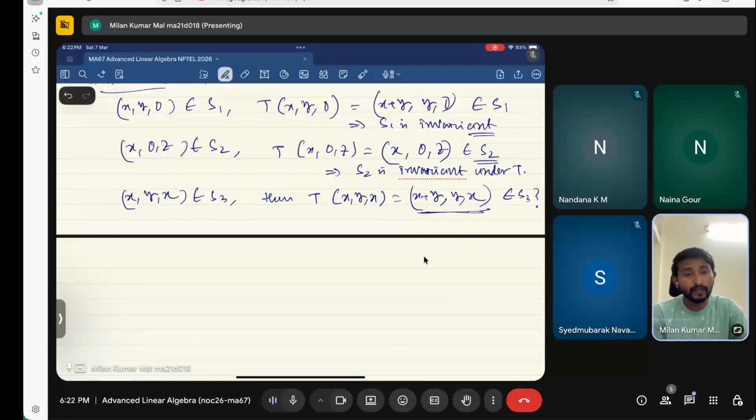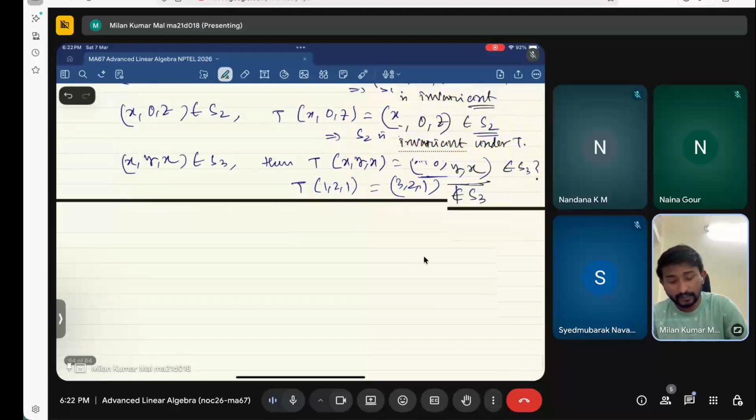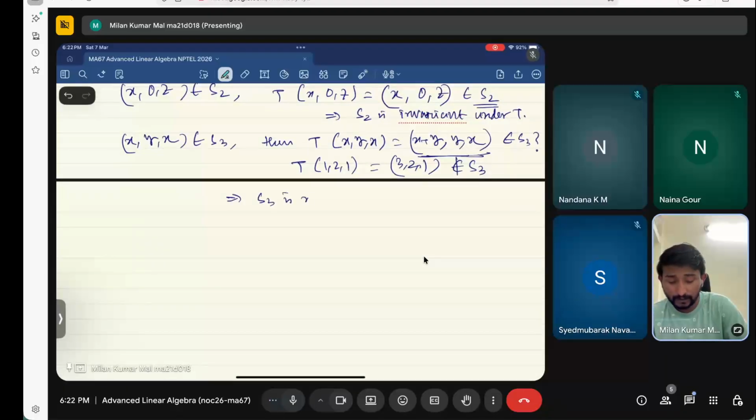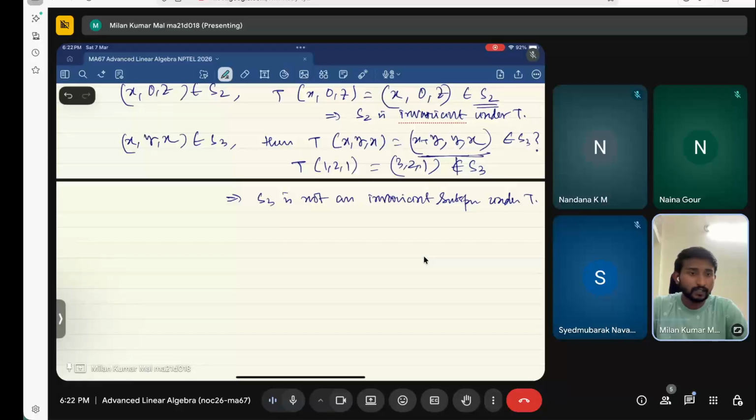If you take y non-zero, for example 1, 2, 1, this is in S3, but its image under T, T(1, 2, 1) equals (3, 2, 1), and this is not in S3. So that means S3 is not an invariant subspace under T. What we got is that S1 and S2 are invariant subspaces, and S3 is not.